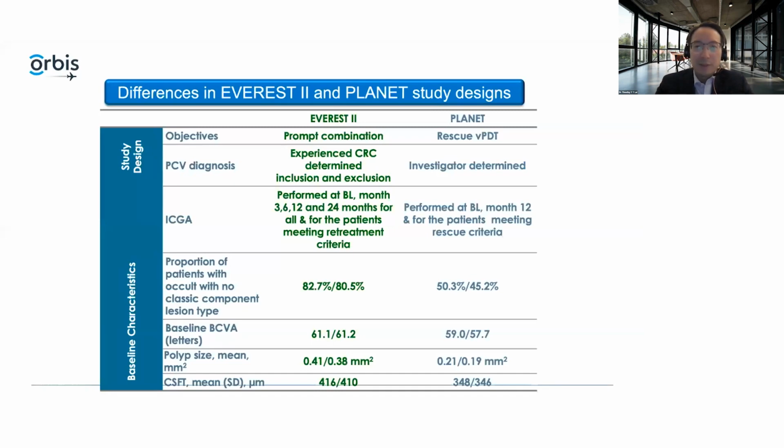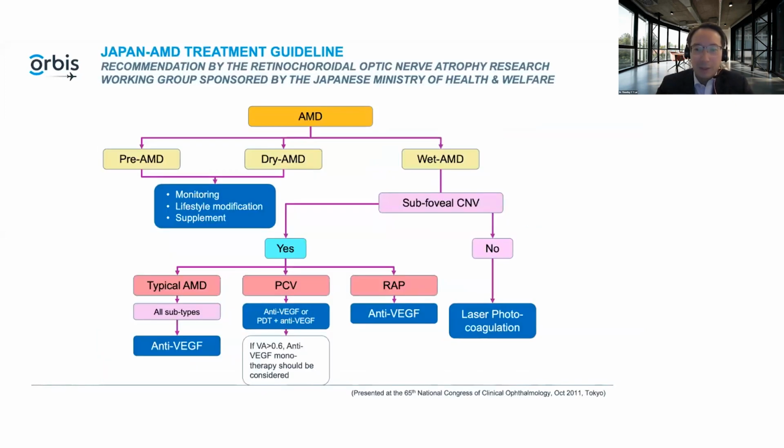So a lot of differences between the 2 studies, Everest 2 and Planet. You can see Everest 2 was mainly a prompt treatment of the PDT in the initial onset, whereas in Planet, you loaded them with 3 aflibercept injections first, and then decided whether rescue treatment is needed or not. So you cannot really directly compare the studies.